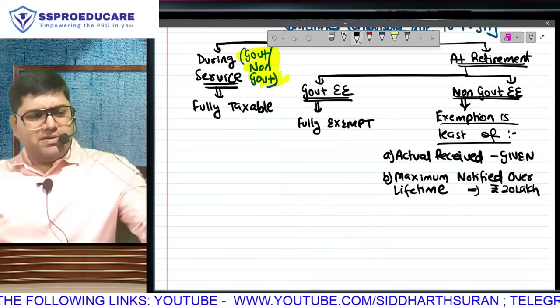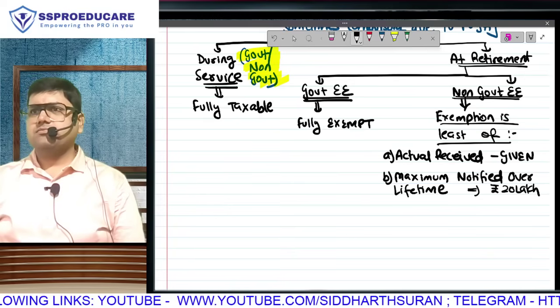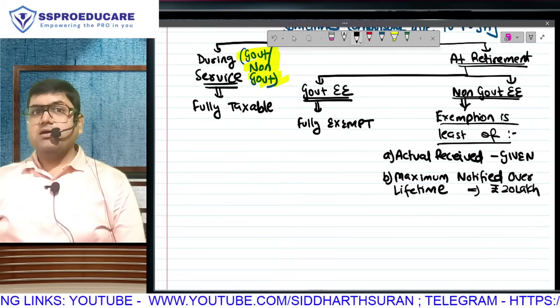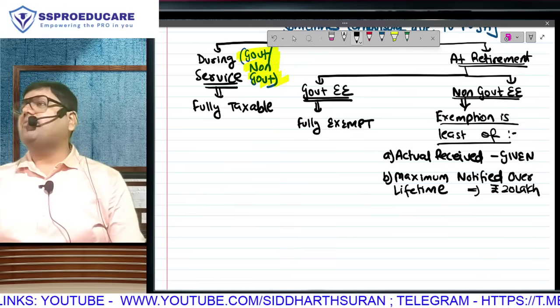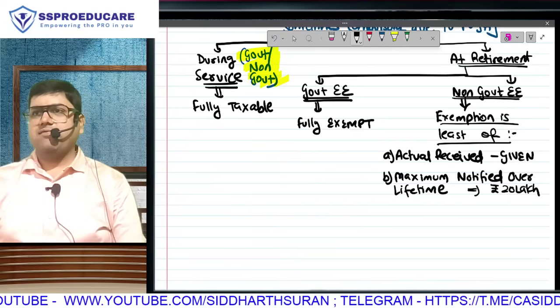So we will learn all the amendments. All amendments. Right now it is 20. Understand the meaning of maximum notified very, very clearly. Very, very clear.